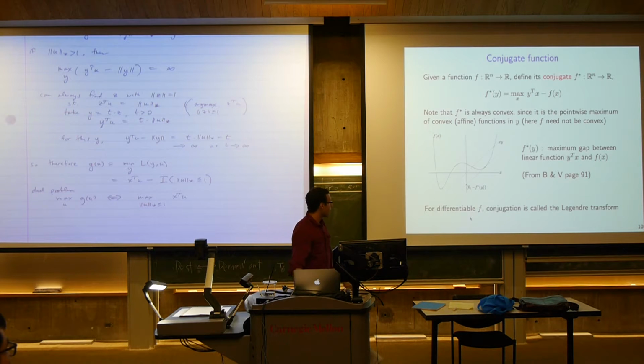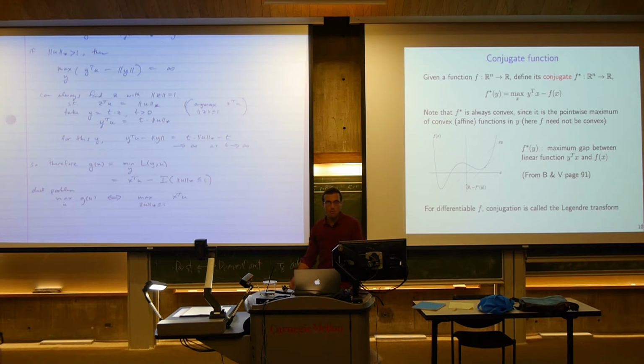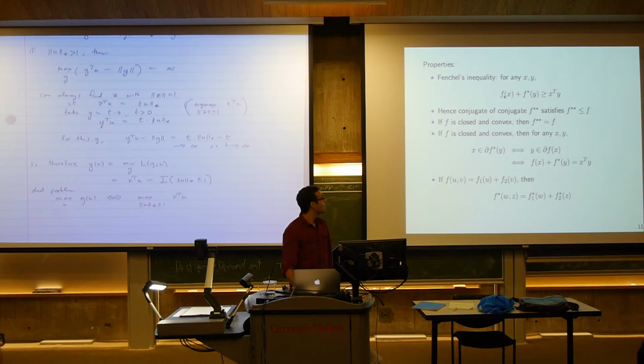Okay, and just another connection is that when f is differentiable, conjugation is also called the Legendre transform. If you're taking a physics class, or maybe some classes in engineering, they use this as well. If f is differentiable, this is just called the Legendre transform of f. It's the same thing. So there's a bunch of really nice properties of conjugates.